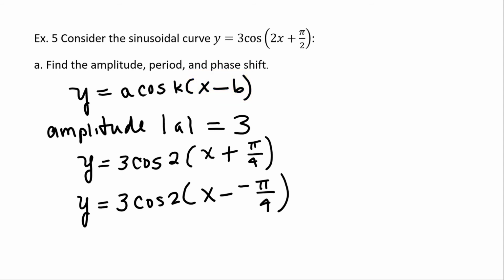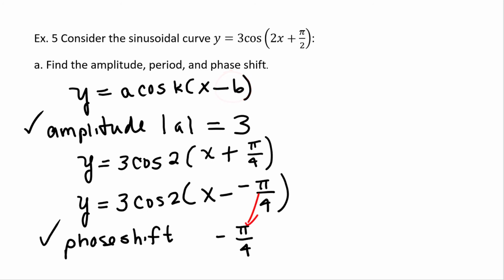Now let's get the phase shift and the period. We've already got the amplitude. Now working on the phase shift. That's the horizontal shift, by the way. And by the setup, we know that the phase shift is minus pi over 4. So if you were looking at a cosine curve, just shift it back, pi over 4 units.